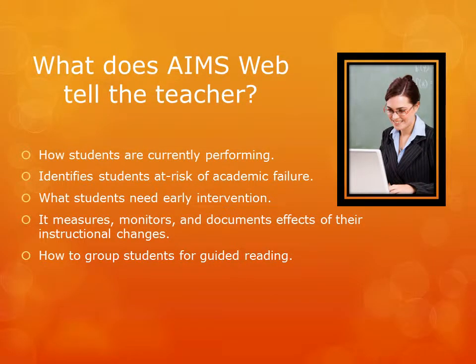What does Ames Web tell the teacher? It tells the teacher how students are currently performing in their classroom. It identifies students at risk of academic failure, and it also identifies students that need an early intervention. It measures, monitors, and documents the effect of teachers' instructional changes. And it also helps the teacher group students according to their level for guided reading.